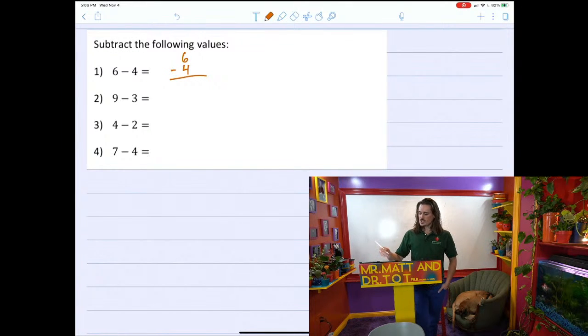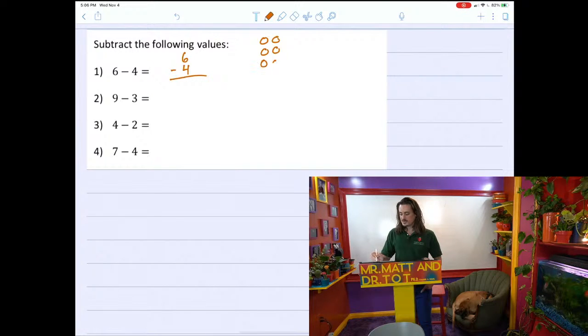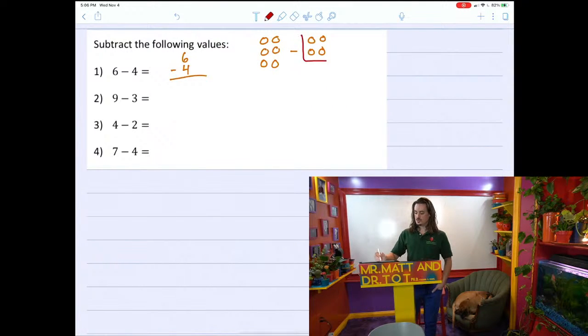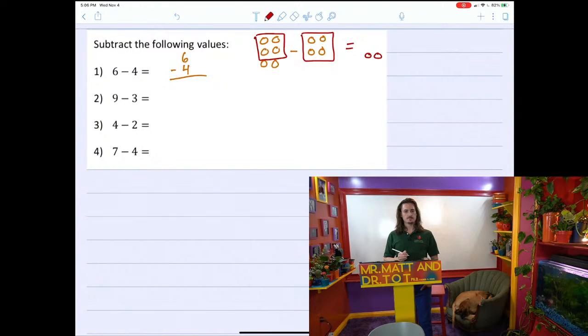So if we have 6 units and we take away 4 of them, then we're chunking out this 4, and so we're remaining with only 2 after the entire operation. So 6 minus 4 is going to be equal to 2.